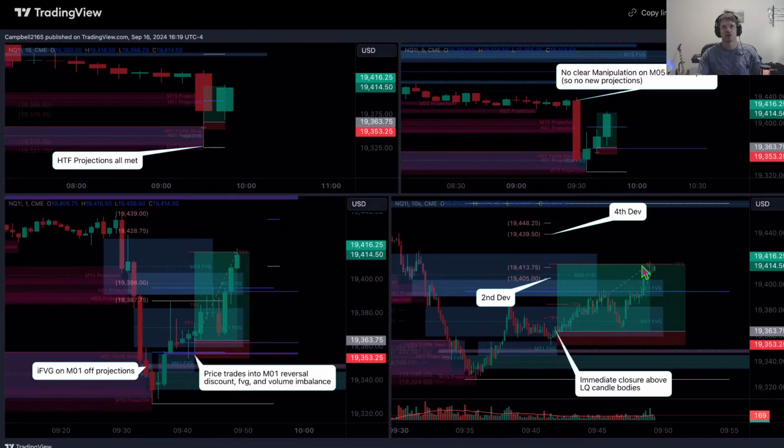Boom, could have taken that. Second deviation here, fourth deviation there. So pretty solid there. It looks like I took profit right away.